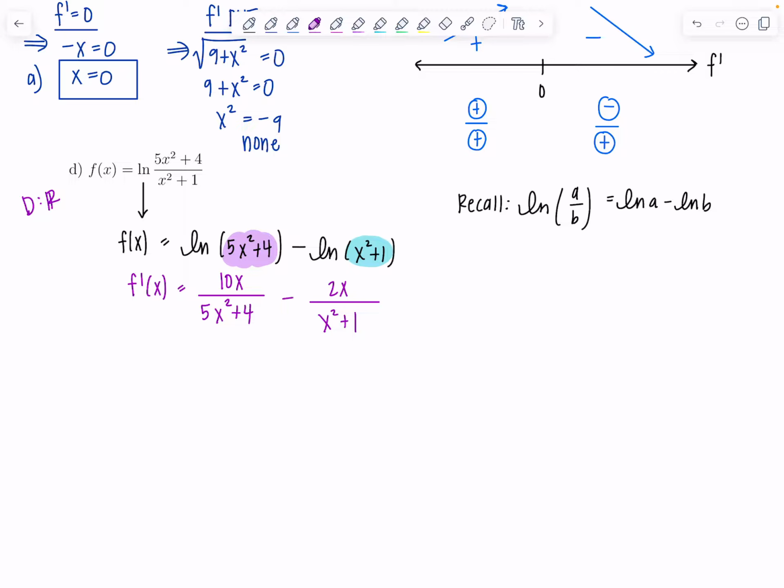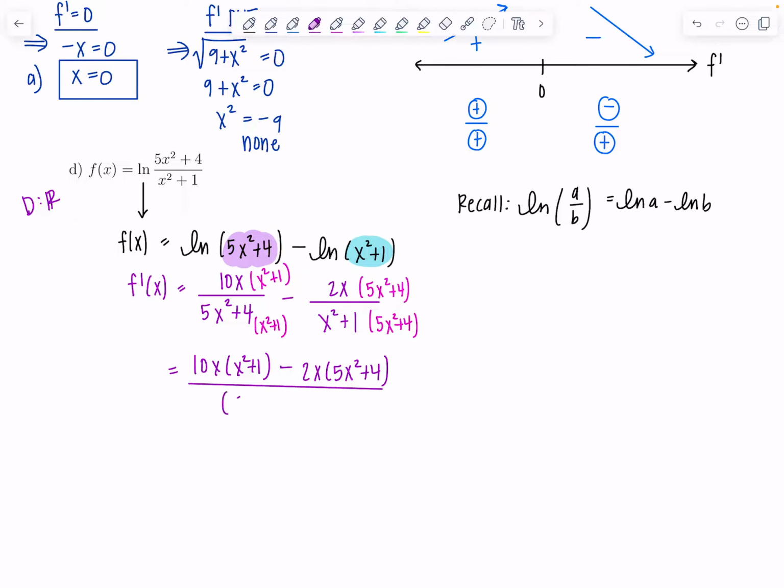Okay, to figure out where the derivative is 0 and where it doesn't exist, I need it to be one term. So I need to get a common denominator. So I'm going to multiply this first one by x squared plus 1, top and bottom. And then the second one, do you need me to write that out? Maybe, huh? The second one's going to get multiplied by 5x squared plus 4.